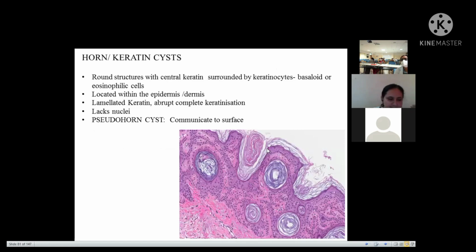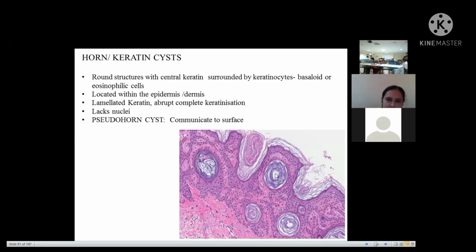Also, understanding some terms is very important for the interpretation of the findings. So for the PGs, I have just added 2-3 slides about these keratinization areas, which is a common area of confusion. So just to clear the concept, what are these horns? These are rounded structures and they have central keratinous material, and they are surrounded by keratinocytes. It could be basaloid cells or even eosinophilic cells.